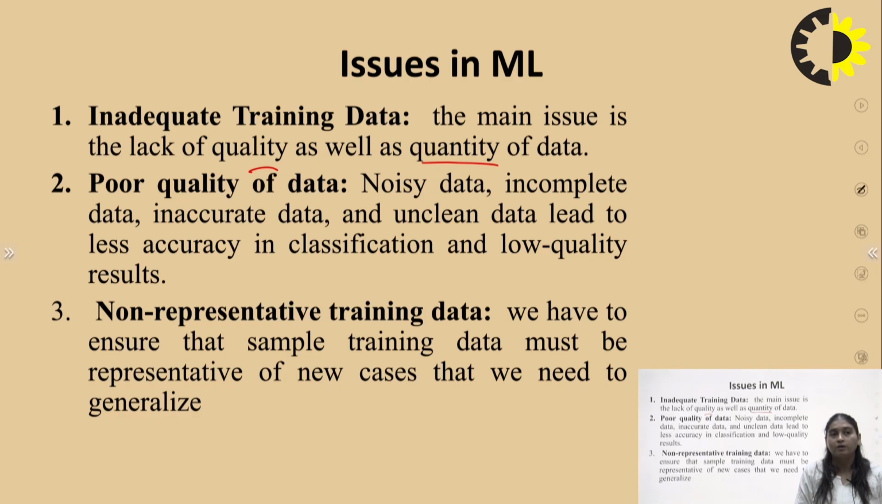Then non-representative training data. Whatever data you are taking, suppose you are taking 2 features or 2 classes, you must have that data in a representative form. It should not be that you take one type of feature in excess and others in very less amount. So it should be a representative training data set so that the model can generalize.